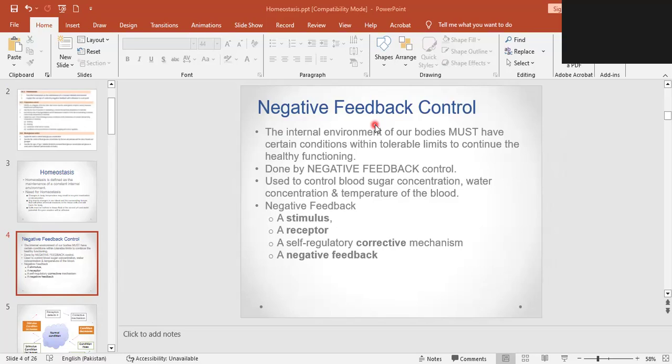Negative feedback means you did something, some mishap or some mistake happened, you went back, you found out, you pointed out the mistake, you corrected the mistake, and then you move forward. This is known as negative feedback. So this negative feedback also occurs in the human body, right?